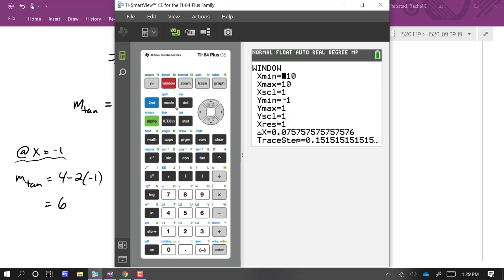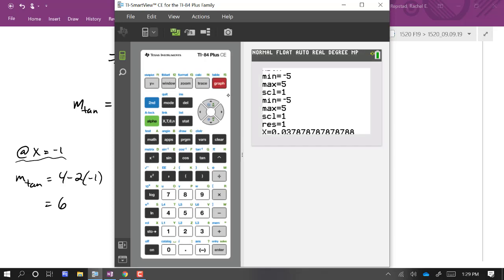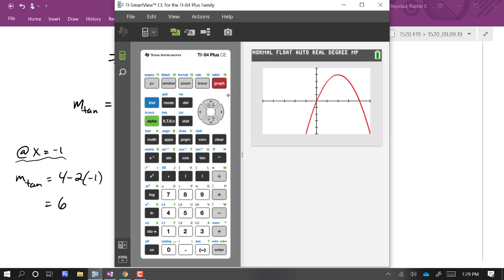Then to set my window, let's say I'll go from -5 to 5. Okay, so at x equals -1, we're over here. Definitely pretty positive. It's increasing pretty sharply. Here we are at x equals 2, corresponds to where it levels off, the nose of this parabola. And at x equals 3 it's definitely decreasing there.